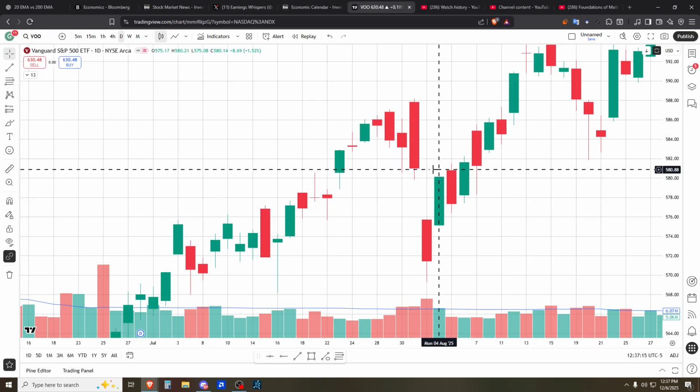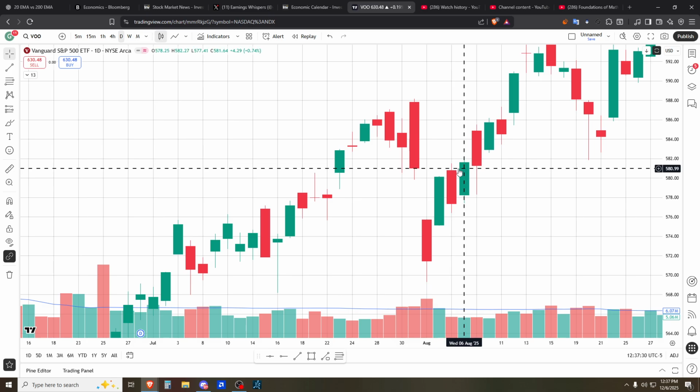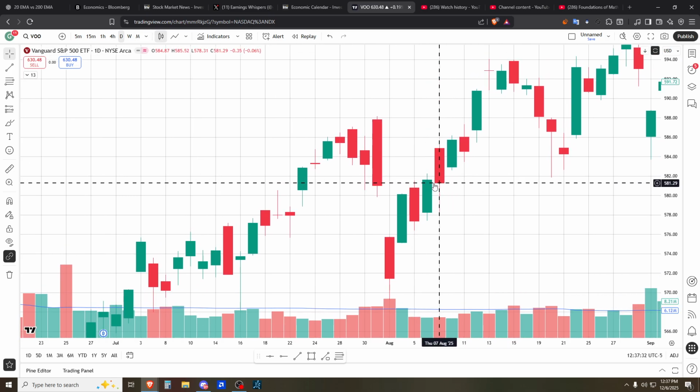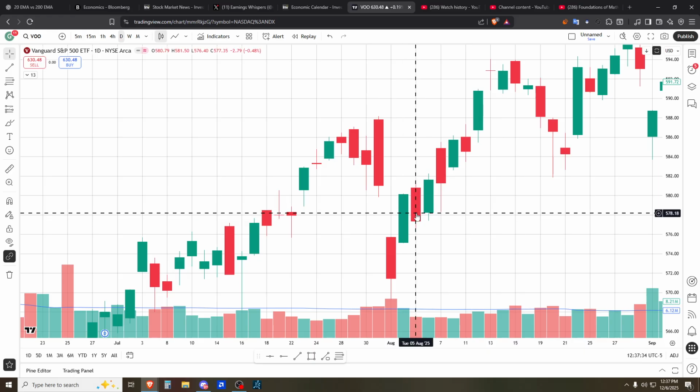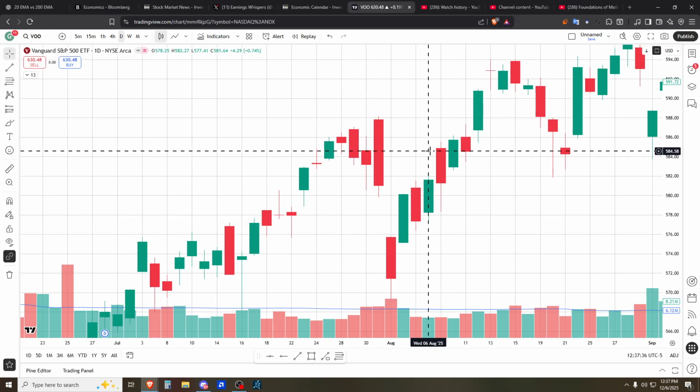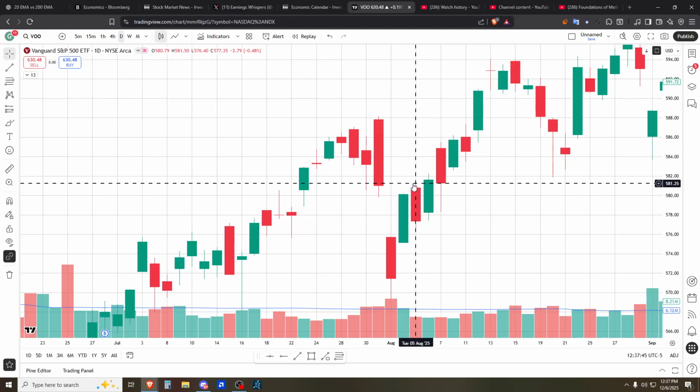Okay, let me go back a bit. The wicks are the same with the red, but how red candles open and close is a bit different. Red candles open from the top and close at the bottom. They're opposite of green. Let me just use this one, it just looks nice. This red candle opened at the top, at 584.88, but it closed at 581.